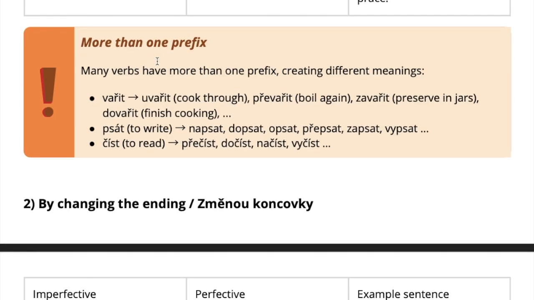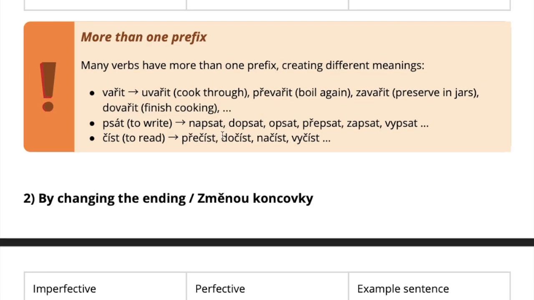There are also verbs that have many possible prefixes and they are slightly changing the meaning, which is another complicated and sort of confusing topic for another video. So let me know if you want this explained in detail. For example, vařit, uvařit. Uvařit would be cook through. Převařit is boil again. Zavařit is preserve in jars. Dovařit is finish cooking. And so on.